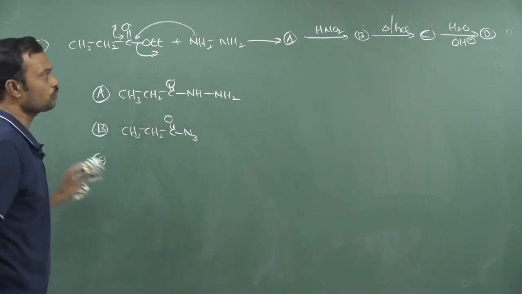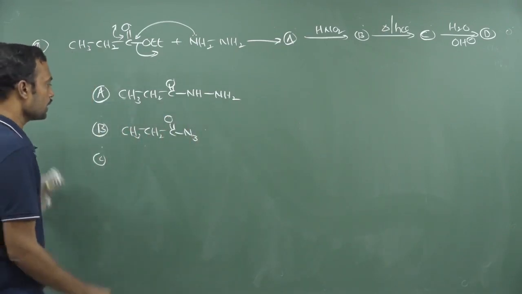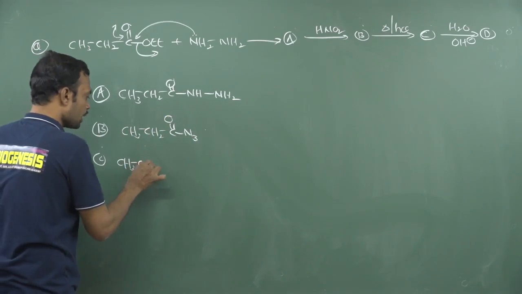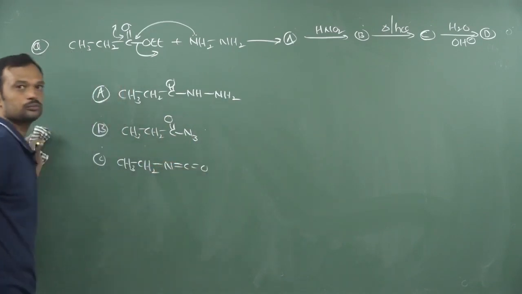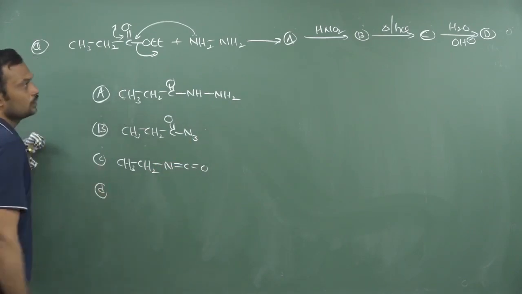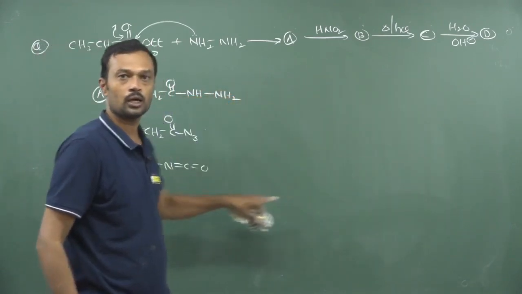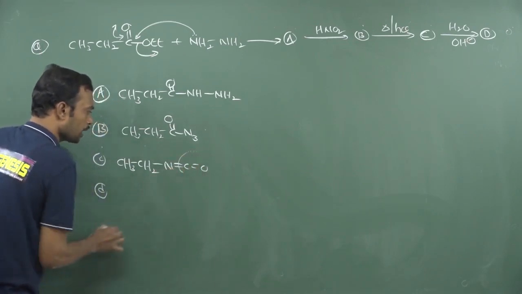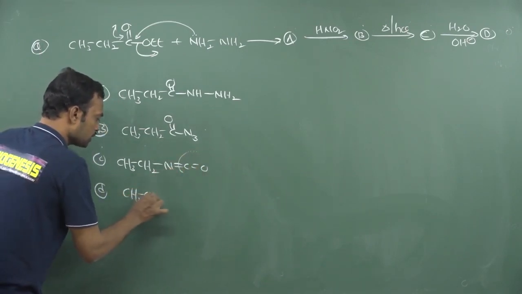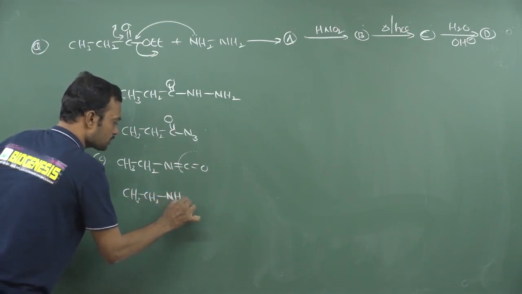From here onwards we know very well that thermally or photochemically the acyl azide is responsible for giving an isocyanate. This will migrate onto nitrogen, followed by C double bond O. Finally, this molecule on treatment with a water molecule under acid medium or basic medium removes this total part and makes the nitrogen into a primary amine. This is CH3, CH2, and the nitrogen becomes NH2 like this.